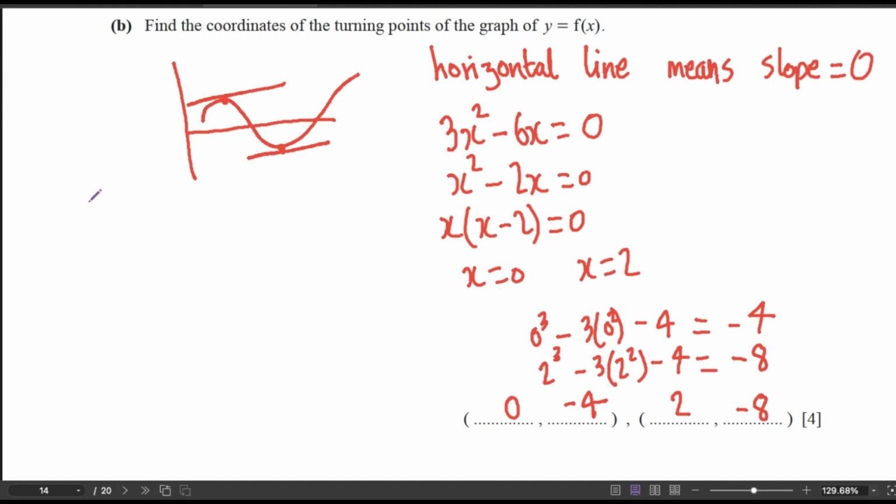Let's do a bonus section actually. Let's call this bonus.